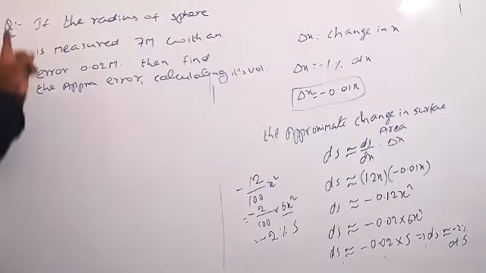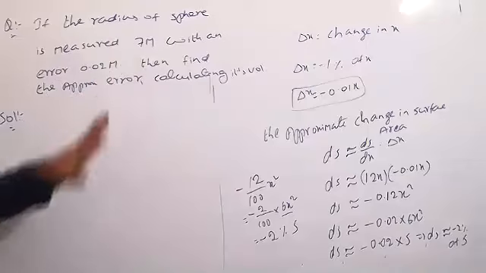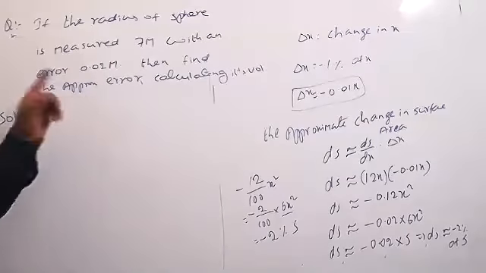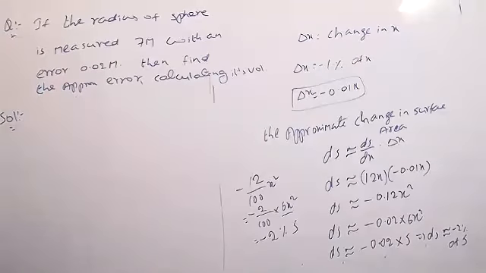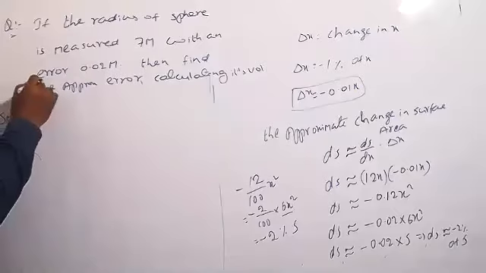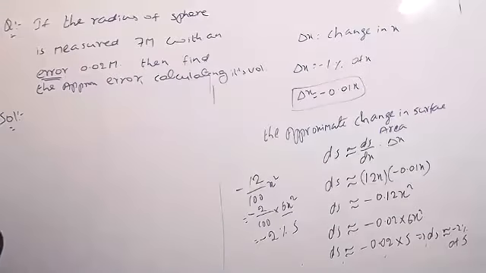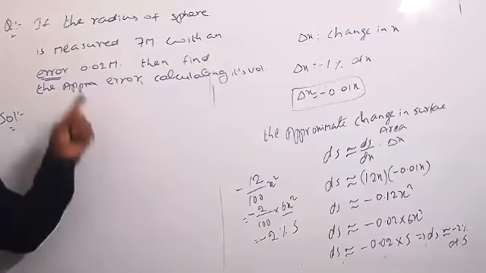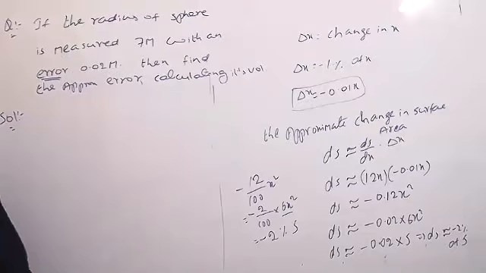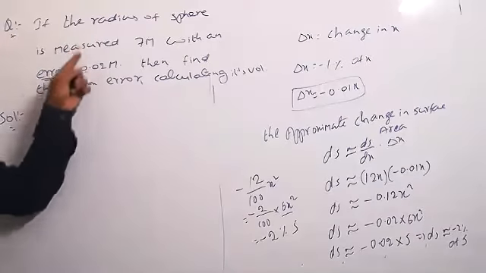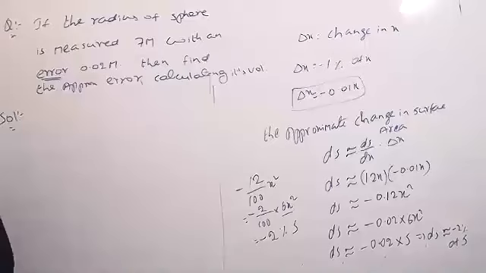Now, the radius of a sphere is measured as 7 meters with an error of 0.02. Do you know the meaning of error here? Error means change only. That's correct. The value 0.02 is the value of delta r. This is the error in the radius: delta r equals 0.02 meters.